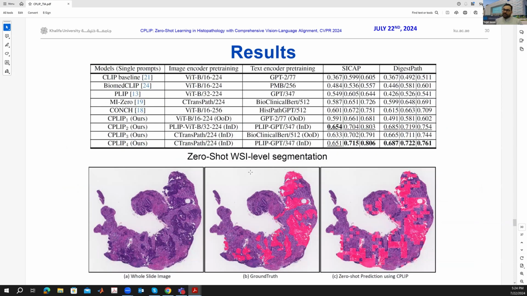If you would like to further explore the zero-shot segmentation capabilities of the CPLIP algorithm, as I discussed before, the patches are extracted from the whole slide images. Then each patch is labeled as normal or cancer. Here you can see that the SICAP and DigestPath data sets are utilized, and you can see the very strong segmentation capabilities of our CPLIP model compared to the MI-Zero, Quilt, and PLIP models in the literature.